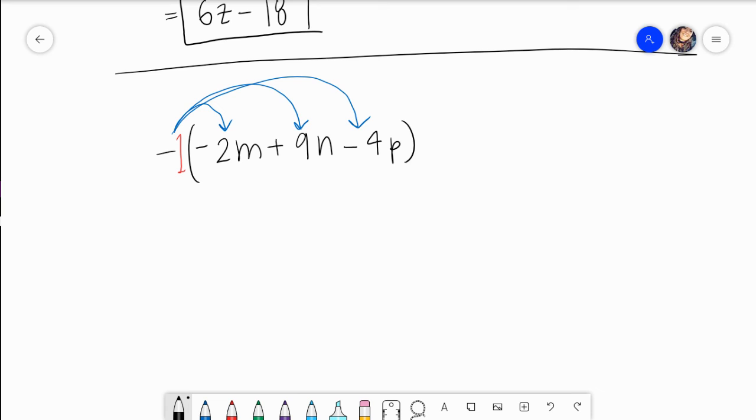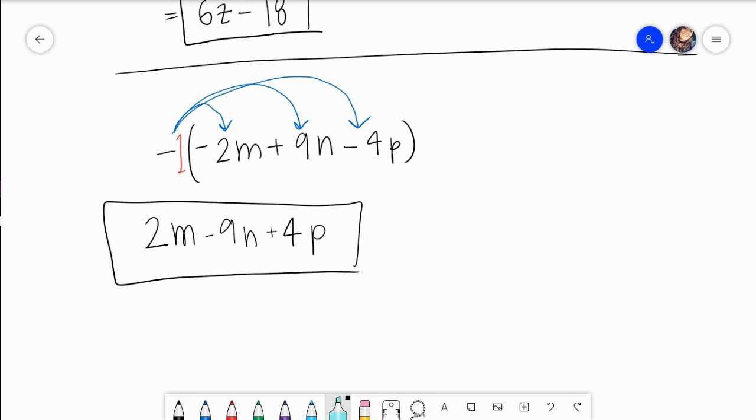So 1 times 2 is 2. Those signs are the same, so it's positive. Don't forget your variable. Okay, now let's scoot over to this positive 9n. If you do 1 times 9, you get 9. Those signs are different, so it's negative. Don't forget your variable. Now let's look at the coefficients again on this last term. You get 1 times 4 is 4. Those signs are the same, so it's positive. Don't forget your variable. That is your final answer right here.